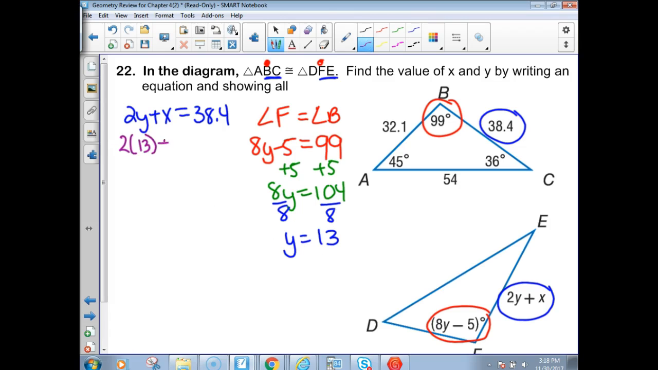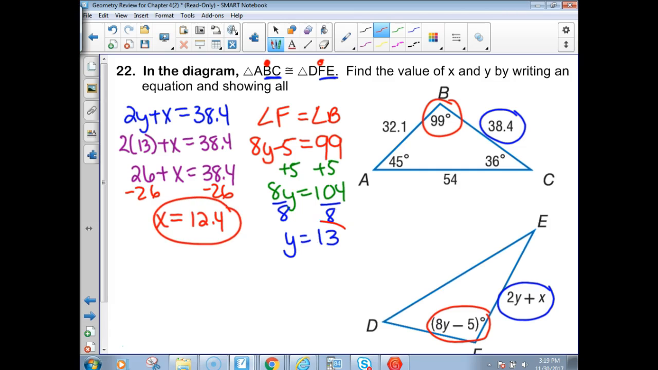Let's plug that 13 up here now. 2 times 13 plus x is 38.4. That's 26 plus x equals 38.4. Now we can easily find x by subtracting 26, and that gives me 12.4. Okay, are we good with that one? Anybody still need it? Okay.